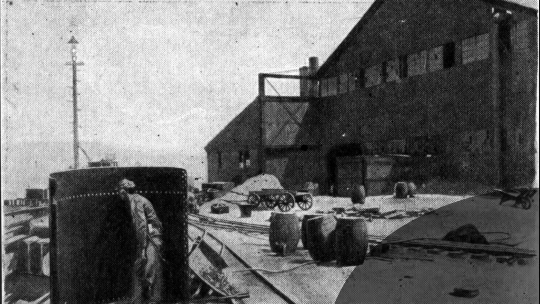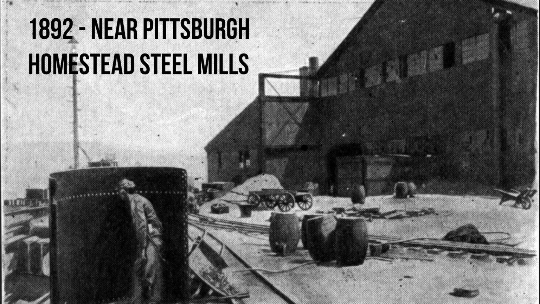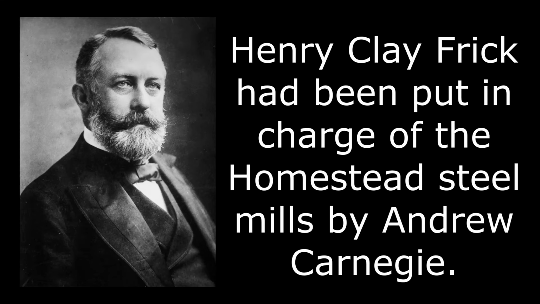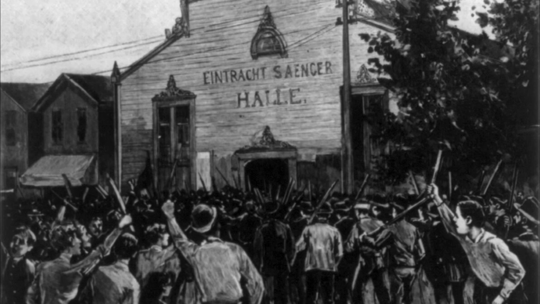One of the worst strikes that ever took place happened in 1892 near Pittsburgh at Homestead Steel Mills. Henry Clay Frick had been put in charge of the Homestead Steel Mills by Andrew Carnegie. Frick realized that many workers had joined the union and wanted to break the union's foothold within the business, but negotiations had resulted in multiple failures. Frick lost his patience and decided to give the workers an ultimatum.